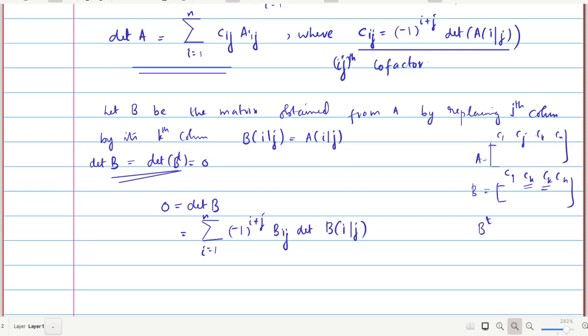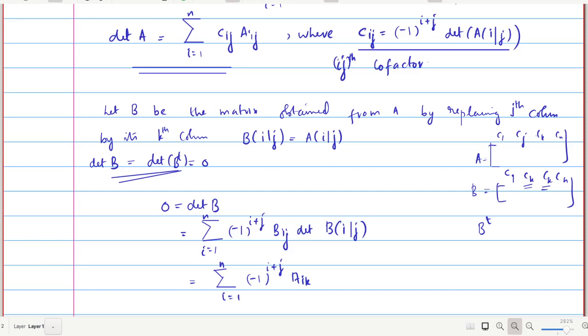Okay, but we know that this is the same as the summation over i equal to 1 to n, of minus 1 to the power i plus j, and this can be written as A_ik. That means we know that in the jth column of B, we have the kth column of A. So the jth column of B is the same as the kth column of A.